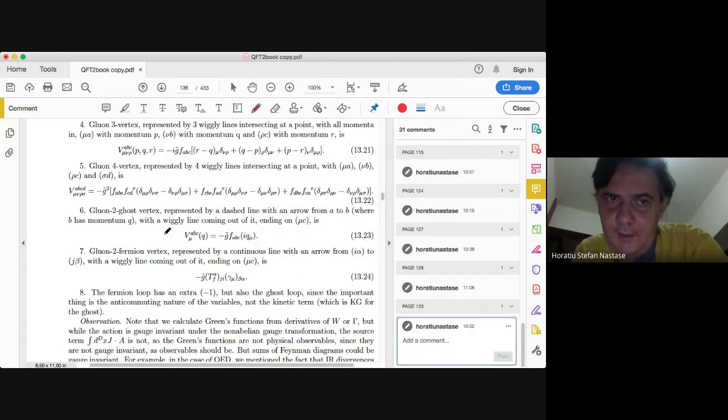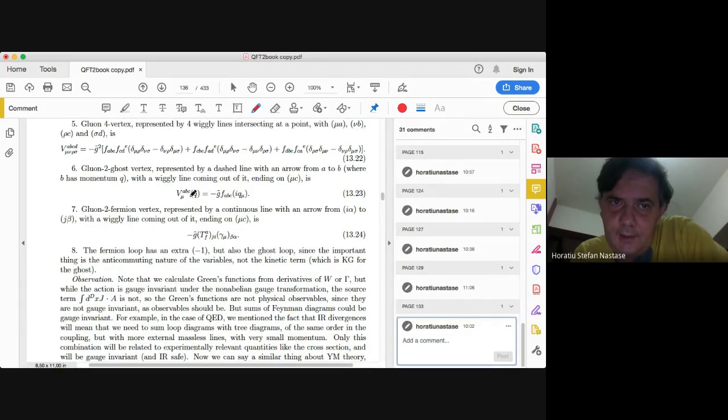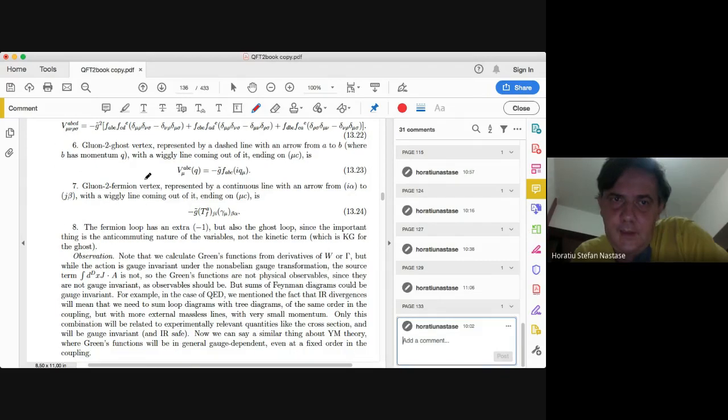And then the gluon ghost vertex, so this would be V mu ABC of Q is minus g tilde f ABC i Q mu. And the gluon fermion vertex is minus g tilde, the generator T A in the representation F with indices ij, gamma mu, beta alpha.